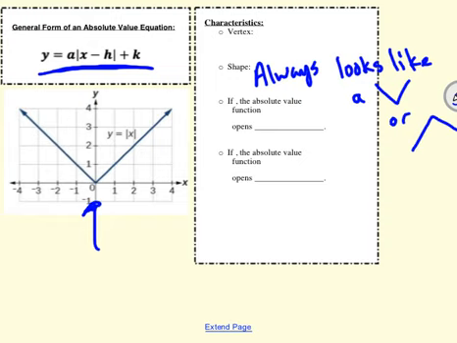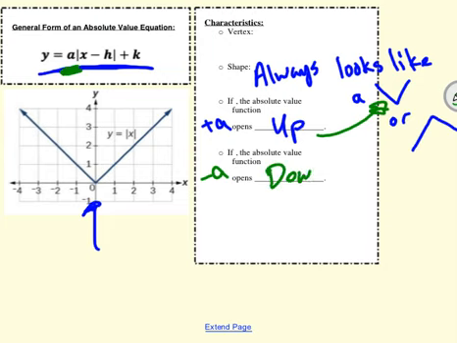If it's a positive A, then the absolute value function opens up, which would be this example. And if it's a negative A value, meaning this first letter here in front of the absolute value, it would open down. So that means we'd have an upside down looking V, like a mountain or something. If it's up, it's positive, like a victory. Just cheat a little bit and remember that stuff.